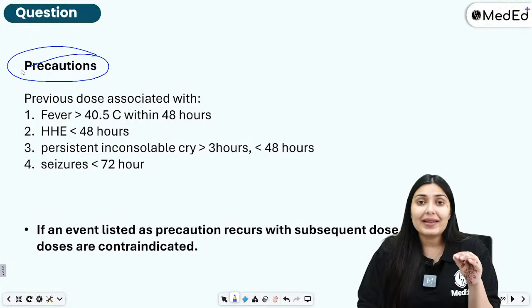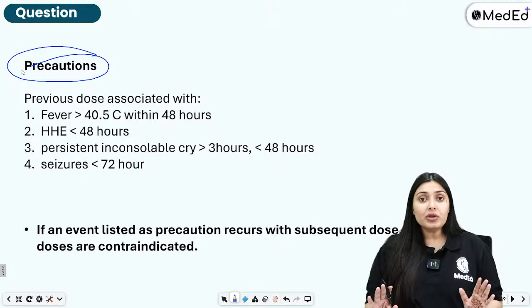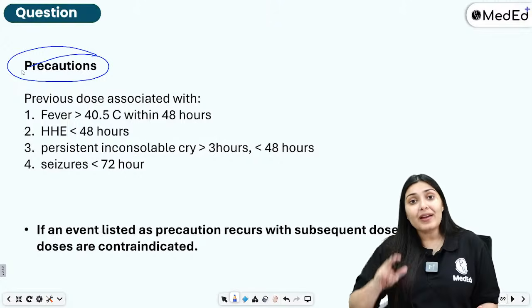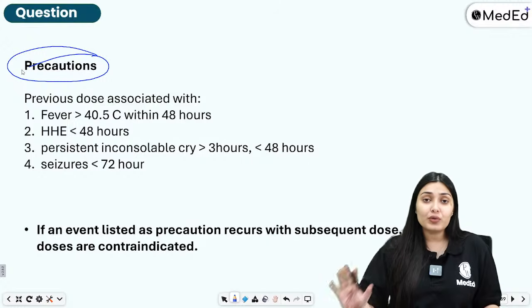Precautions are those things where, whenever such a precautionary adverse effect happens, then when the next dose comes, we take precaution and give that dose. If in that subsequent dose again the things repeat, then we have to stop any further dosage, right?